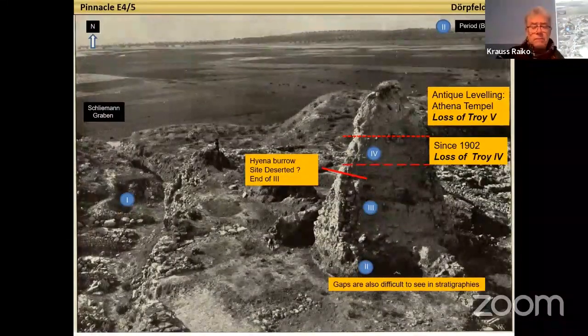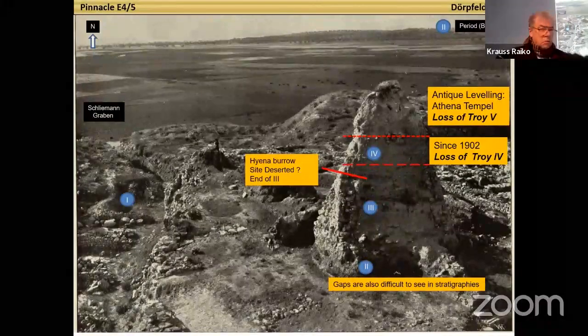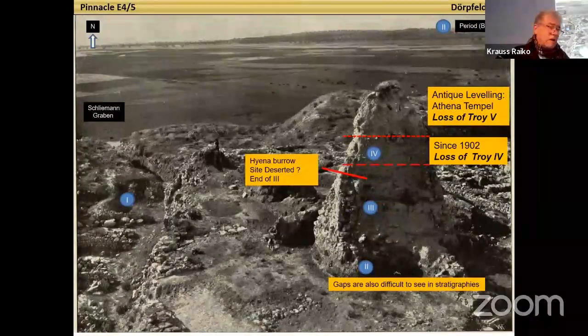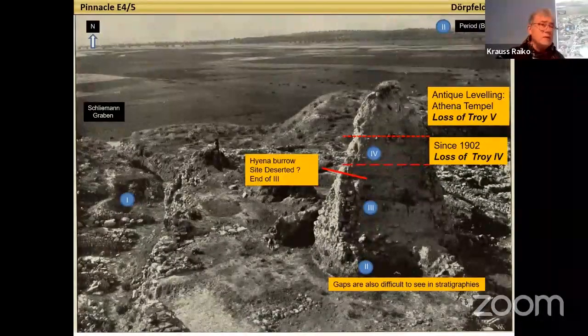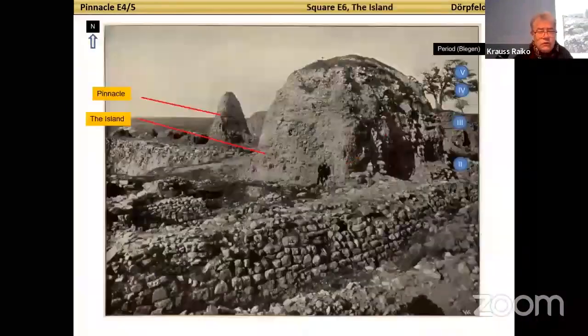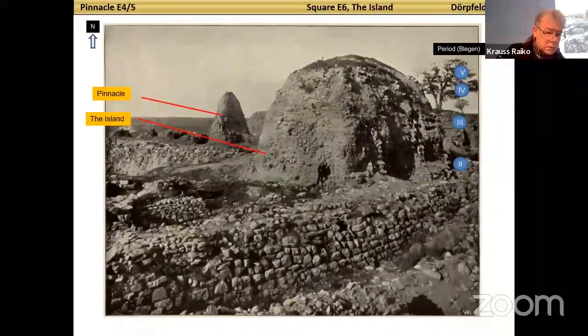You can see what happens since 1902. The first thing that happened is in the Hellenistic period, they cut away large parts of Troy 4 and practically all of Troy 5. That's still remaining 1902. And then since 1902, we've lost further parts of Troy. So to resolve our Troy 3-4 gap question, we can't use the pinnacle. What we can use is what Blegen calls the island. We can see it here.